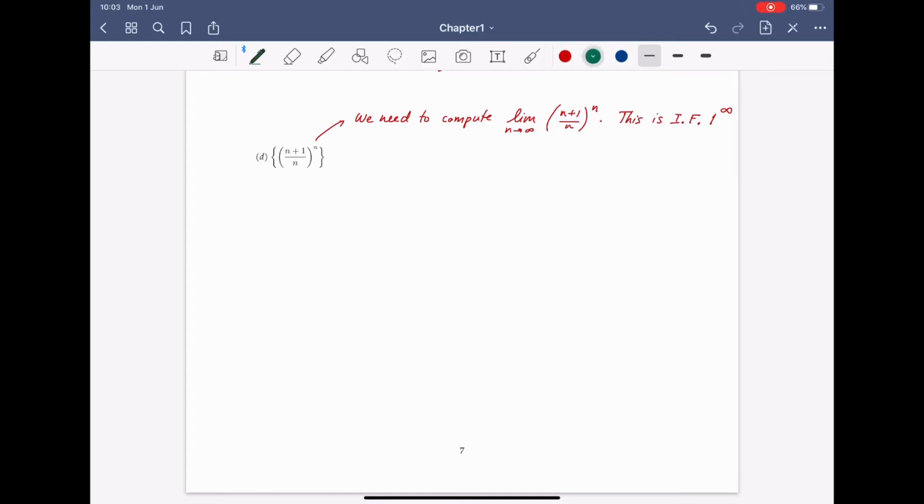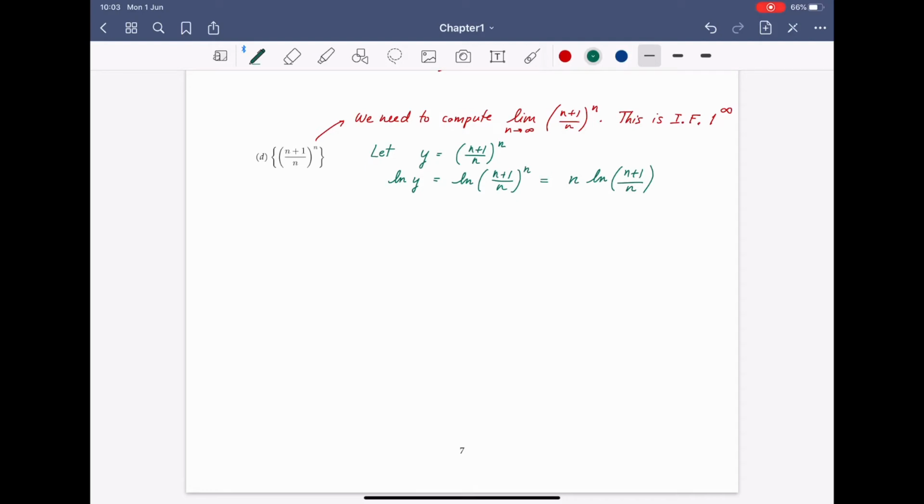if you remember from calculus 1. So we're going to redo it again here. I'm going to let y be n plus 1 over n to the n. And then I'm going to take the logarithm on both sides. So I have log y equal to log of n plus 1 over n to the n. And then by the property of logarithms, I can just move n down. So I have n times log of n plus 1 over n.